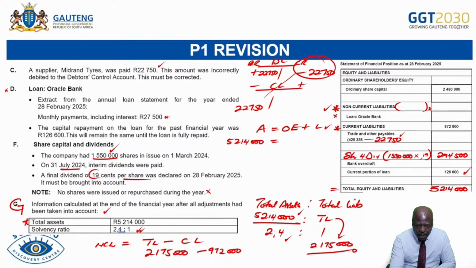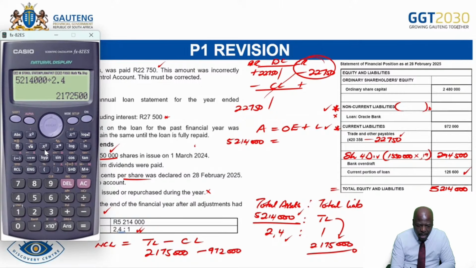So I'm coming here now to say, okay, where are you, Mr. Adding Machine? There you are, my good friend. 2,175,000. 2,172,500. All right, let me see. What did I do wrong here? Let's go back again. Here we had how much? 5,214,000. Okay, let's do that again because here it is 2.4 to 1.